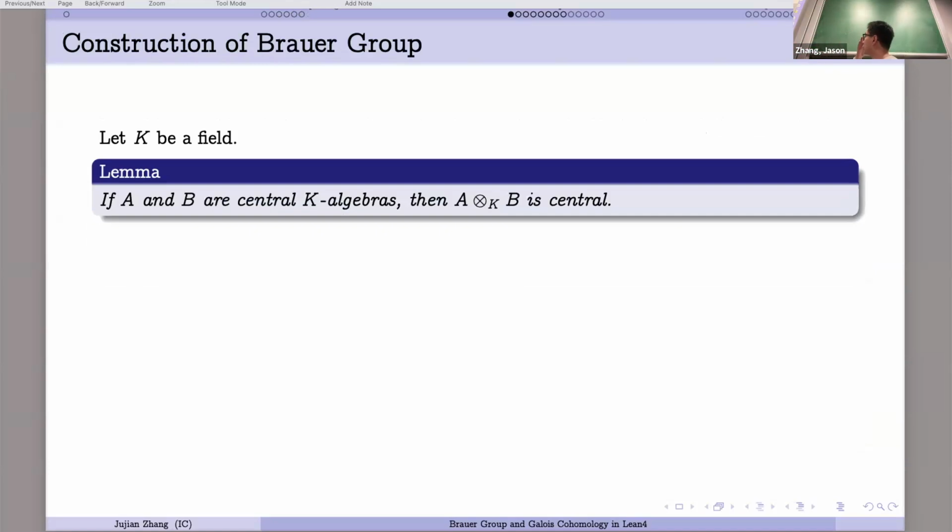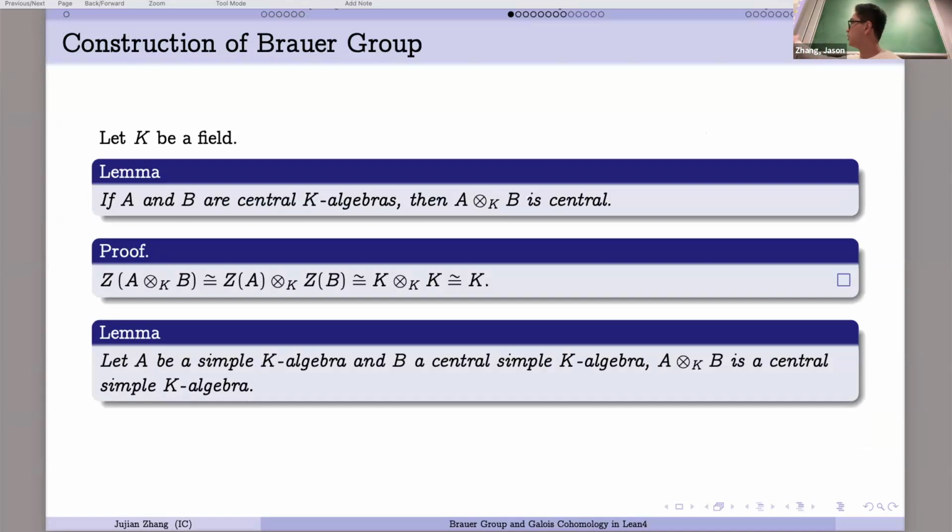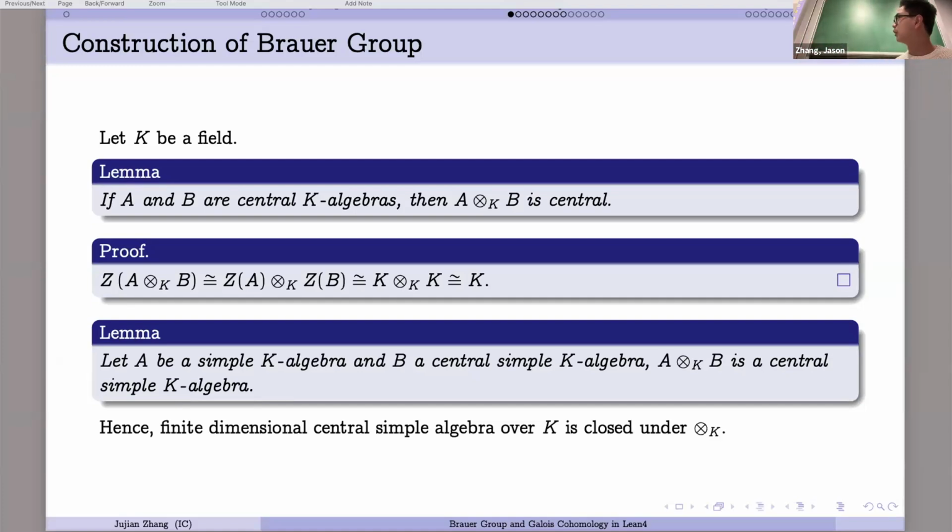And now we are ready to construct the Brauer group. First, we need a lemma that says central simple algebras are closed under tensor product. The first lemma is if A and B are central K-algebras, then A tensor B is also central. The proof is just that the center distributes over tensor product. The other theorem is if A is a simple K-algebra and B is a central simple K-algebra, then A tensor B is also central simple. The proof is a bit complicated, so I didn't include it here. These two lemmas combined show that finite dimensional central simple algebras over K are closed under tensoring over K.